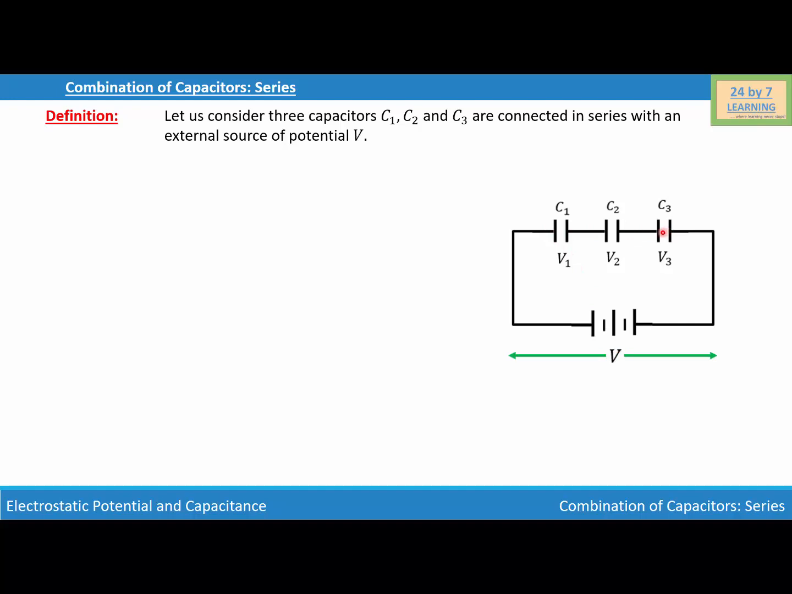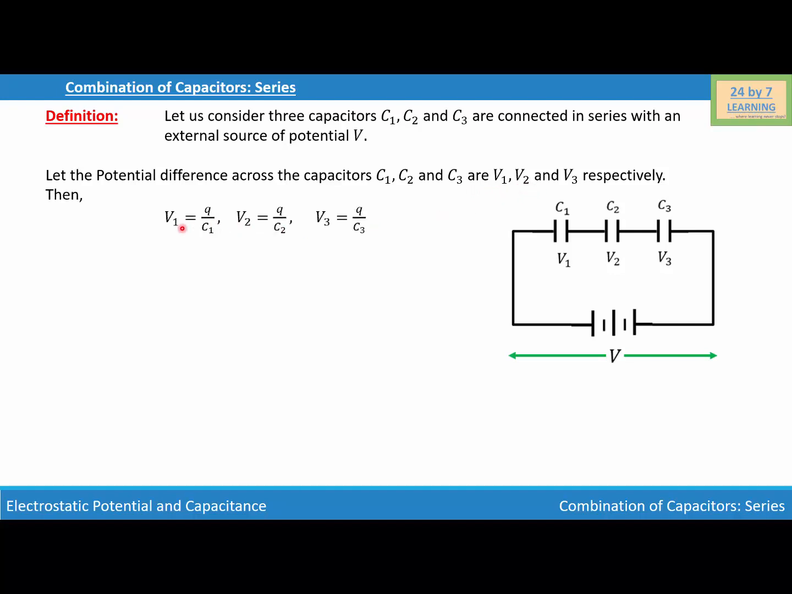Now, since the capacitors are connected in series, the potential difference across C1 is V1, across C2 is V2, and across capacitor C3 is V3. So we will write, let the potential differences across C1, C2 and C3 be V1, V2 and V3 respectively. Then we can write V1 is equal to Q over C1, V2 is equal to Q over C2, and V3 is equal to Q over C3.